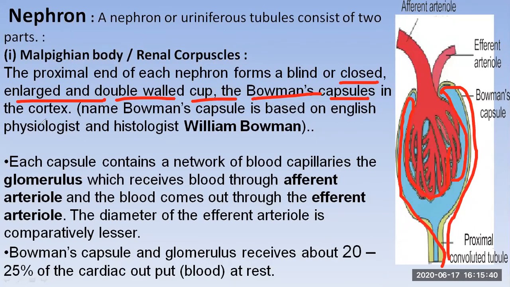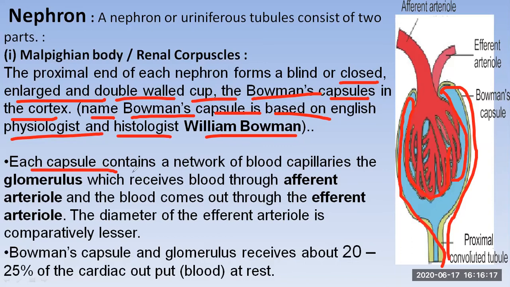The Bowman capsules are located in the cortex region, because you have already studied the two different regions, cortex and medulla. The cortex is the outer portion and the medulla is the inner portion. So the Malpighian body or renal capsule is generally located towards the cortex region, and this capsule is known as the Bowman capsule after the English physiologist and histologist William Bowman. On the basis of William Bowman's name, it was given the name Bowman capsule.